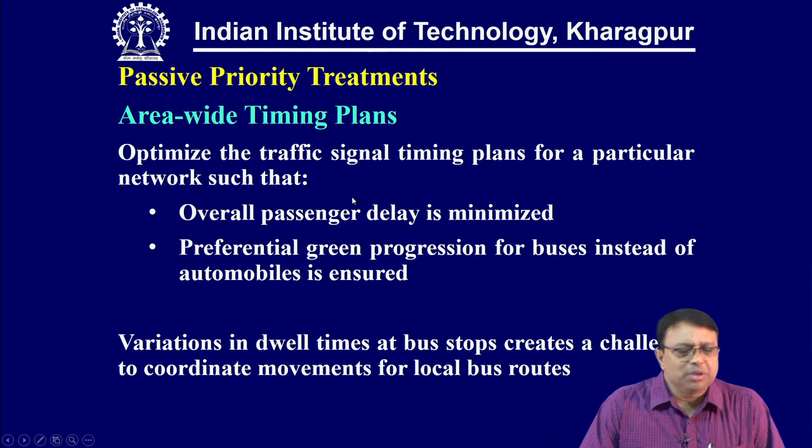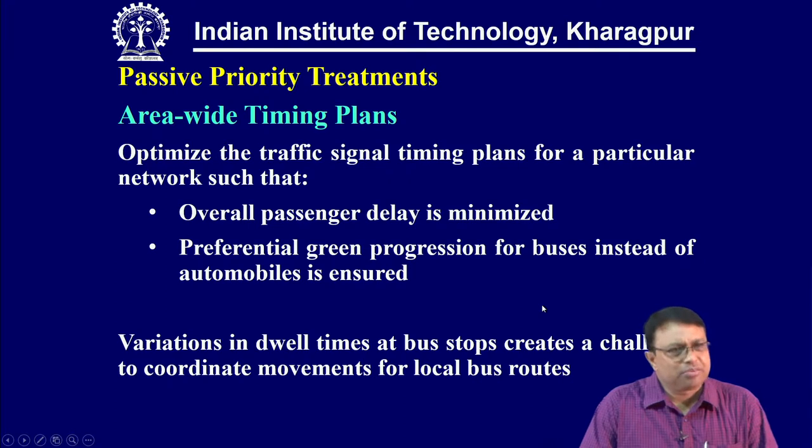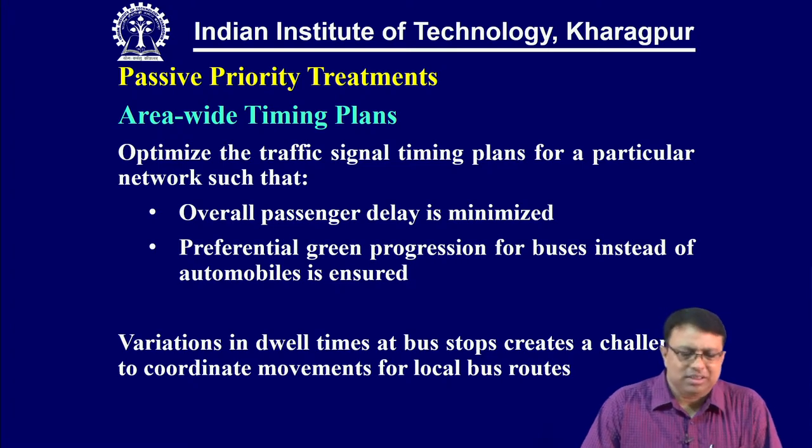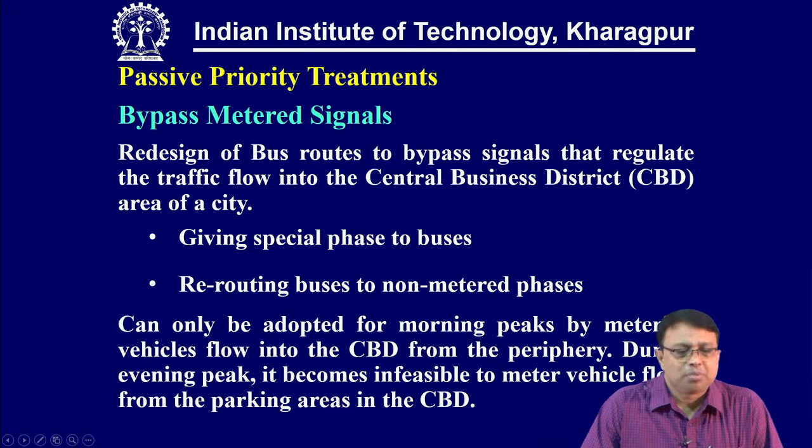You can do an area-wide timing plan, so overall passenger delay is optimized in an overall sense, and preferential green progression of buses instead of automobiles. So, you know that the bus fleet is getting released from one intersection, and it should be able to pass through the other intersection. Now, of course, variation in dwell times at bus stops is really an issue in this context, and it creates a challenge to coordinate movement of local bus routes.